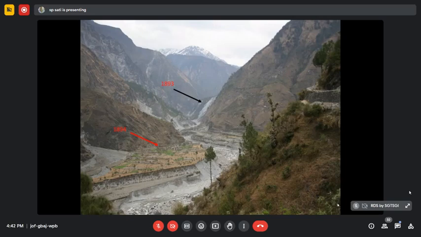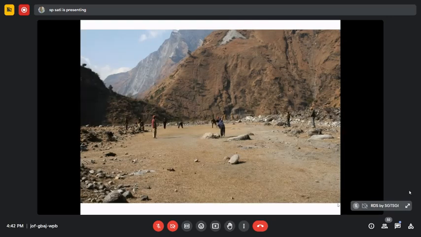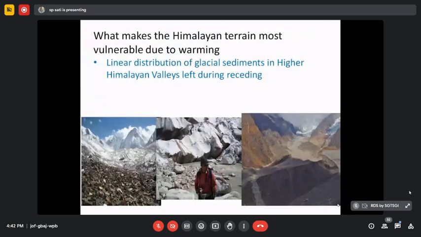After the second event, this lake was completely wiped out, and now the situation at that lake site is this. It was 2008, and now it is completely flat land, and the children are playing cricket over it. So this shows the rate of change of the terrain in this fragile region. This is the sensitivity, how quickly the situation changes in this area, in the Himalaya.